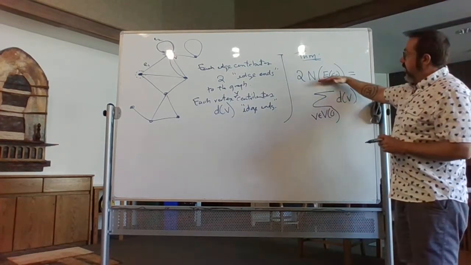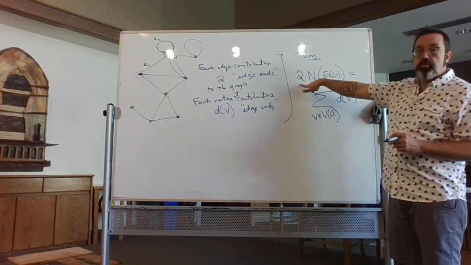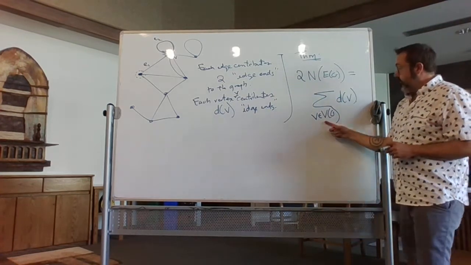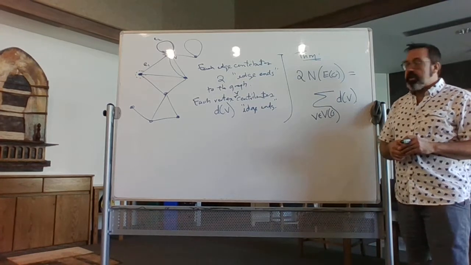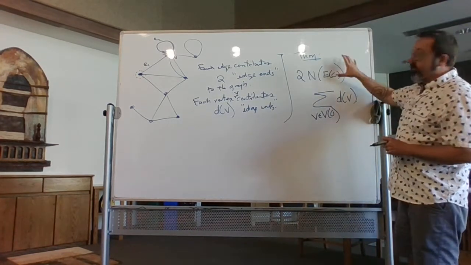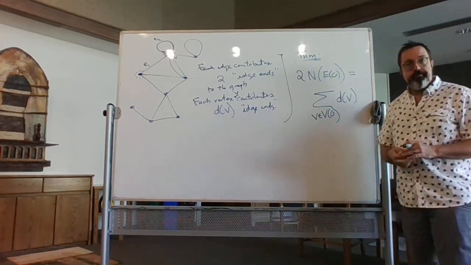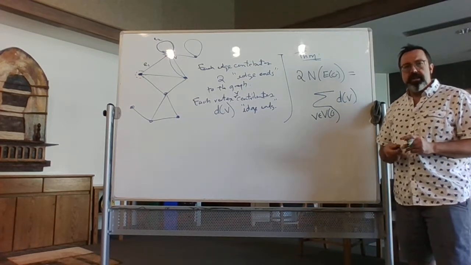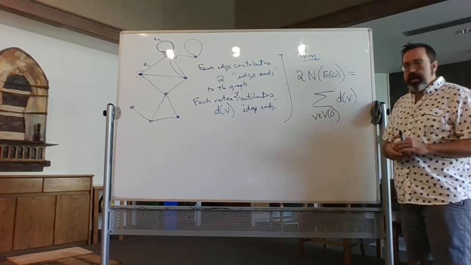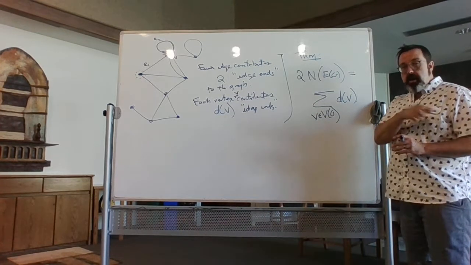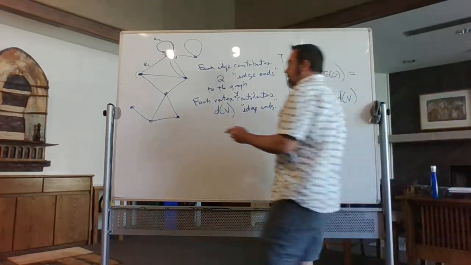Because every edge in the edge set contributes 2 edge ends, whereas every vertex contributes d of v edge ends. Whether you count edge ends over the vertices or you count them over the edges, you get the same answer. Again, there's a formal proof of this using induction, inducting on the number of edges in your textbook, and I encourage you to take a look at that.